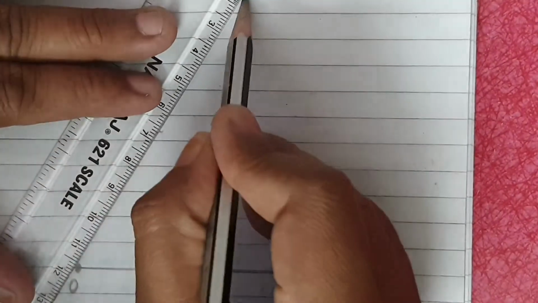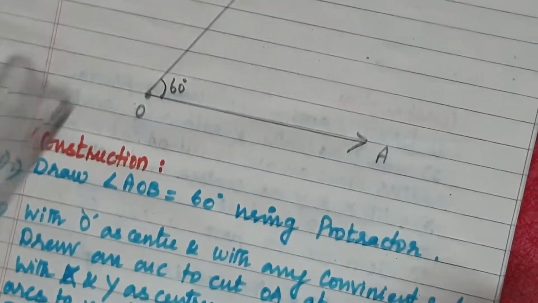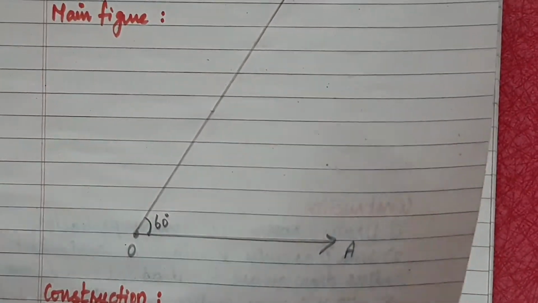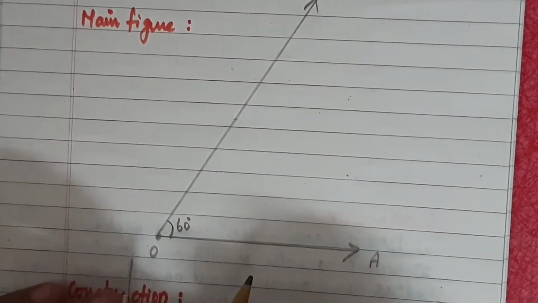See, this is B, and this is 60 degrees. I drew it by using a protractor. Now, by using a compass, I am going to split this into two, an angle bisector, right?